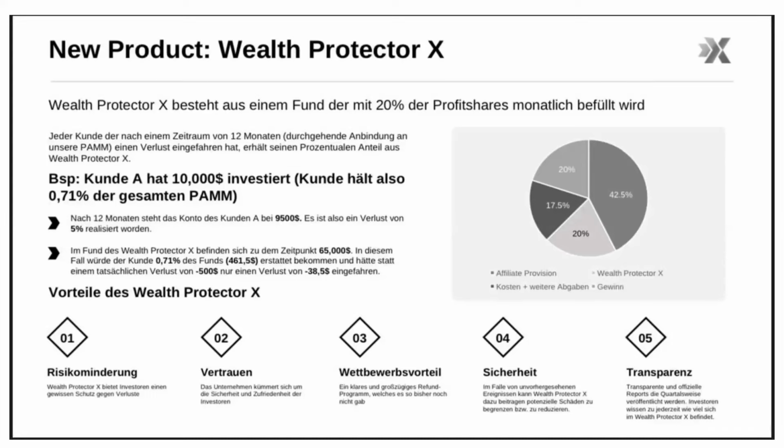I only have it in German right now. It's the Wealth Protector X. Okay, and this is one thing which probably sets apart everything else and puts every competitor out of the water. It's that 20% of the profit shares, which means that 20% of the 40%.